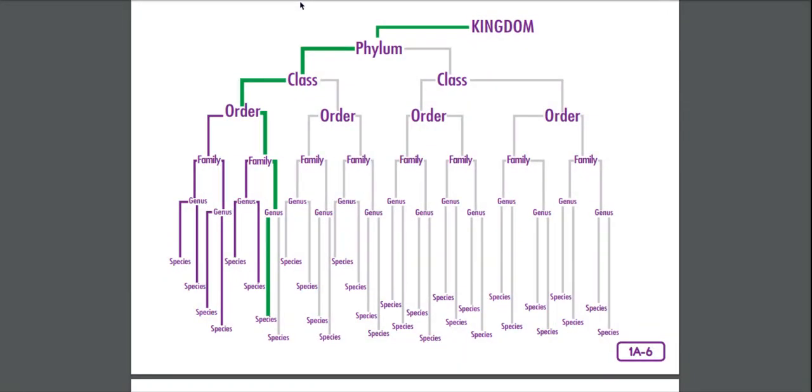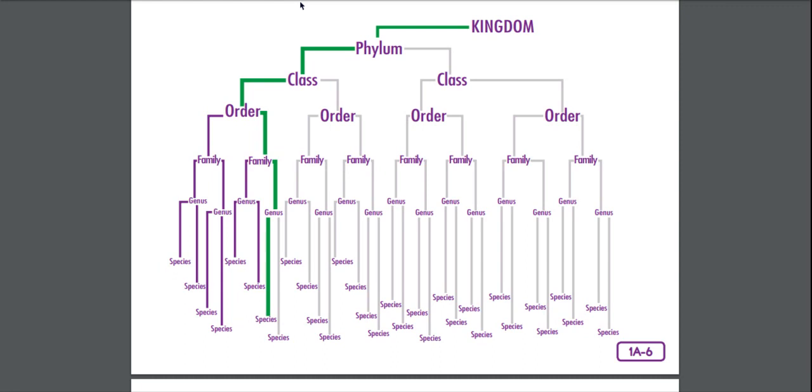Vertebrates belong to the animal kingdom and are in the phylum Chordata. This phylum is divided into more groups called classes. A class is divided into smaller groups called orders. An order is divided into smaller groups called families. A family is divided into smaller groups called a genus. And a genus is divided into even smaller groups called species. There are many, many species within each group.